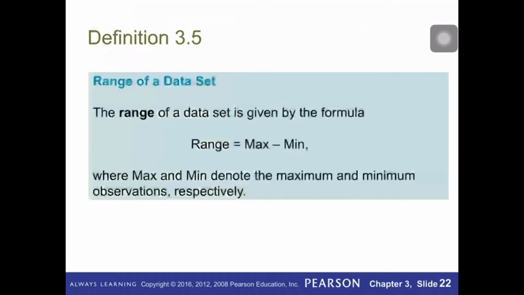First, we are going to look at range. What is range? The range of a data set is given by the difference of the maximum value and the minimum value. So range is maximum minus minimum value.